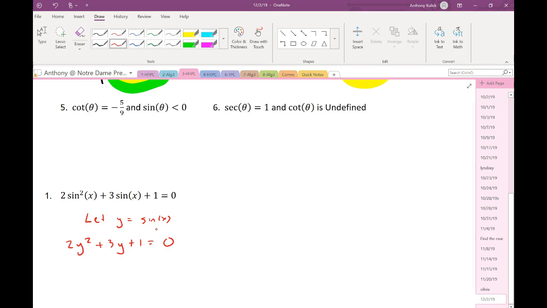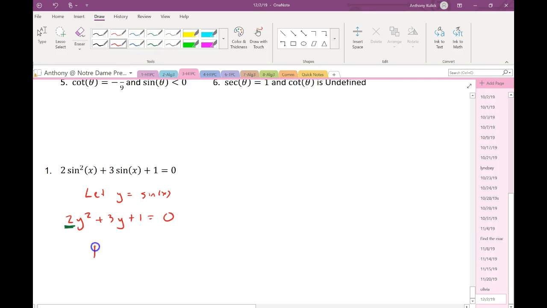How do I solve a quadratic equation? Quadratic formula, or I could try to factor it. Good with that, Lindsay? Do you have a preference? Which one would you rather do? Okay. Notice that for this one, the leading coefficient is not 1, excuse me, so we're going to have to do the long factoring.